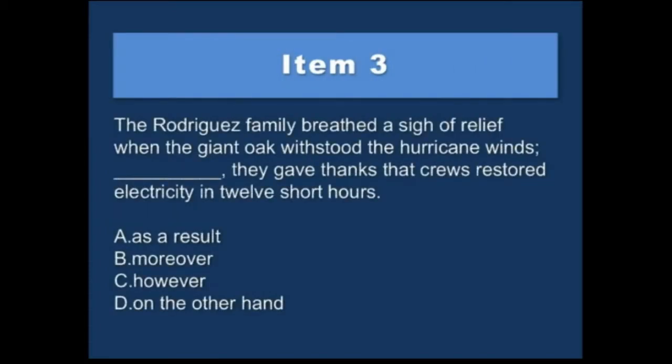Item 3. The Rodriguez family breathed a sigh of relief when the giant oak withstood the hurricane winds. They gave thanks that crews restored electricity in 12 short hours. Which conjunction should we use? Letter A, as a result. Letter B, moreover. Letter C, however. Letter D, on the other hand. Letter B, moreover, works best here.